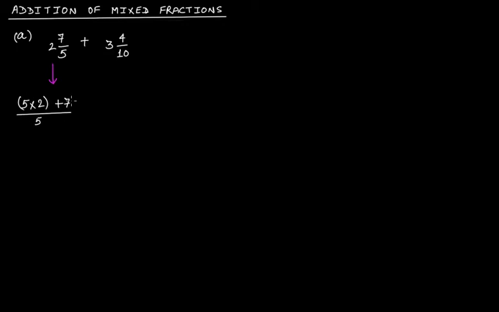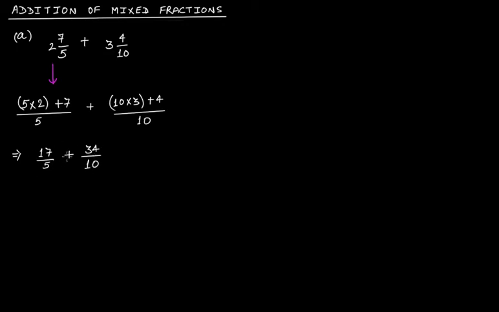So this is the conversion of this mixed fraction into its respective improper fraction, plus now convert this one also into its improper fraction. So 10, that is the denominator, times 3, that is the whole number, plus 4, divided by 10, and this will be what? 5 times 2 is 10 plus 7 is 17, so 17 over 5 plus 10 times 3 is 30 plus 4 is 34, so 34 over 10.